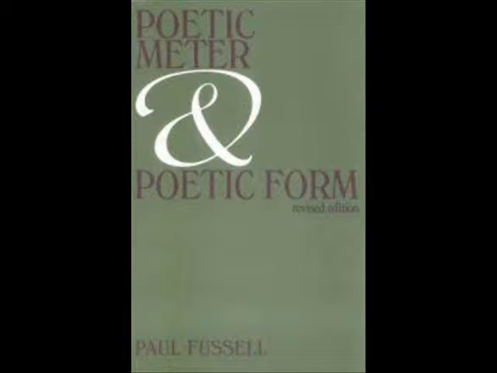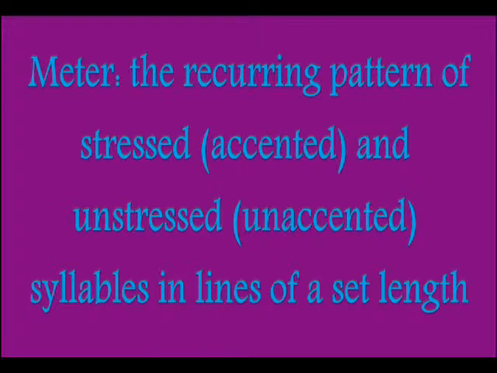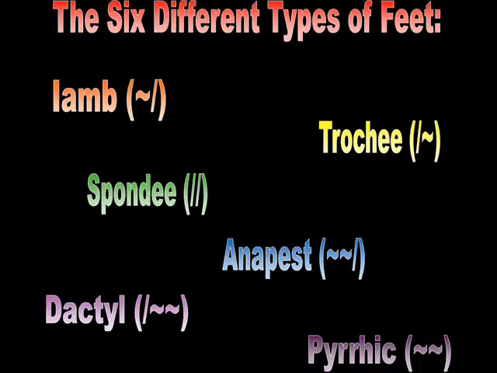In verse and poetry, meter is a recurring pattern of stressed and unstressed syllables in lines of a set length. Accented syllables are marked with a dash, and unaccented syllables are marked with an upside-down U. Each pair of unstressed and stressed syllables make up a unit called a foot. There are 6 different types of feet commonly used in poetry: iamb, trochee, spondee, anapest, dactyl, and pyrrhic.